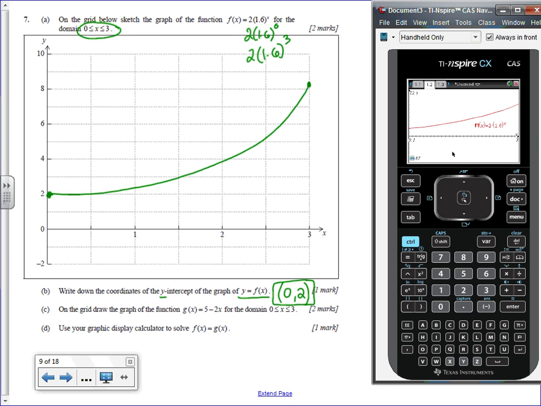Common mistake there is just to write it as 2, 0 by mistake. The x value is 0. The y value is 2.